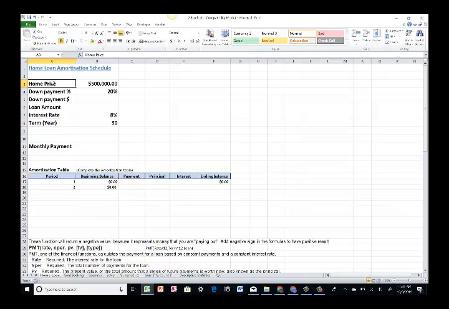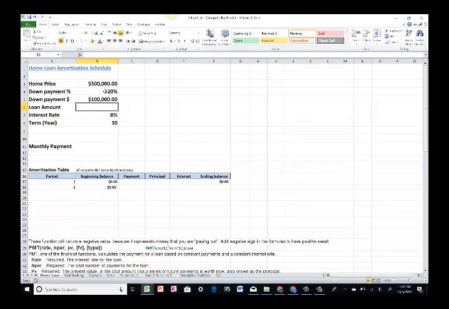Let's assume that the sales price of the house is $500,000 and we're going to put down 20%. Let's calculate the down payment dollar amount. To calculate it, all I need to do is multiply the home price by the down payment percentage. $100,000 is going to be put as the down payment.